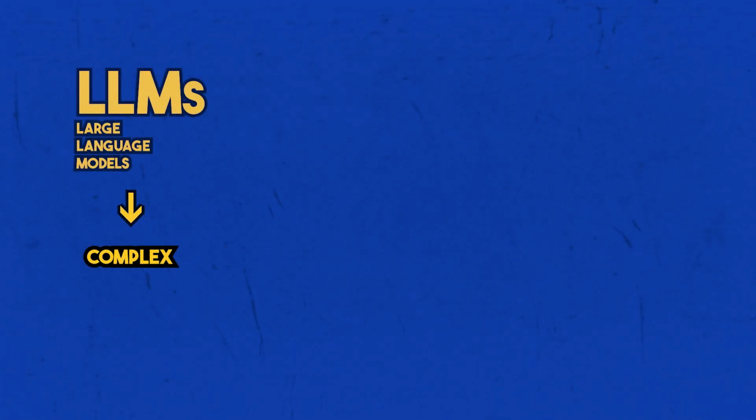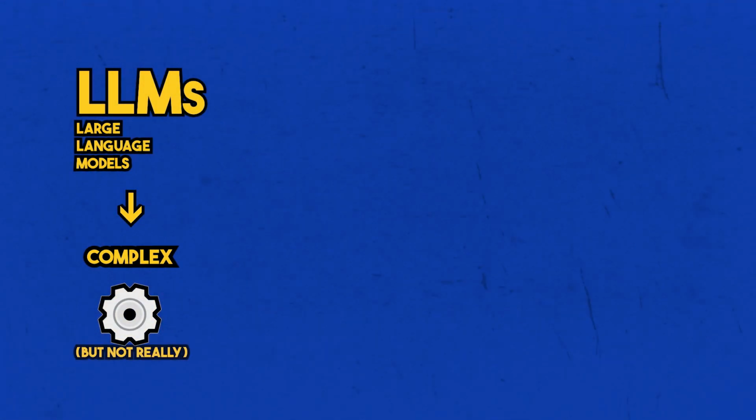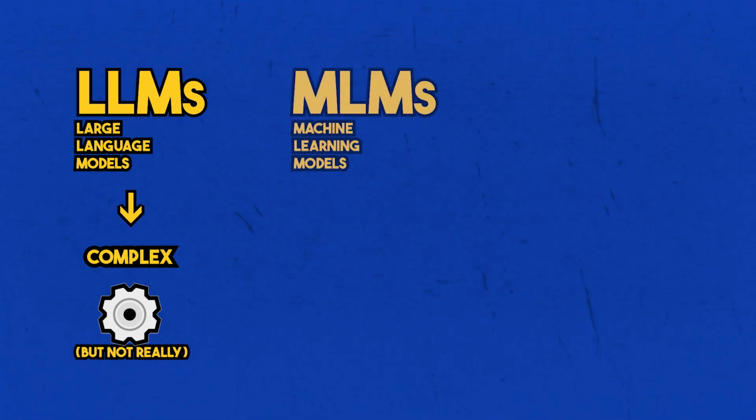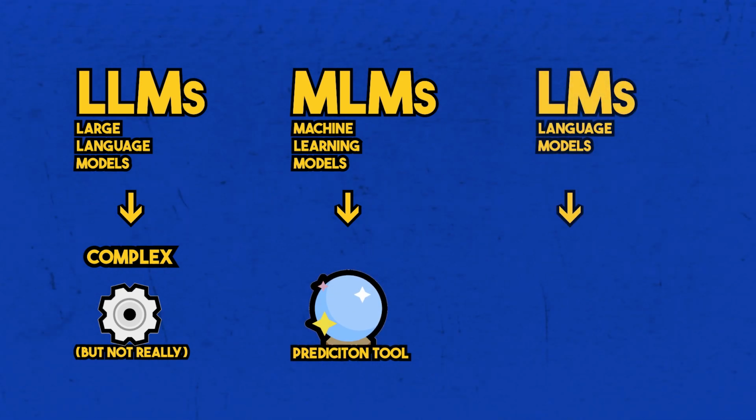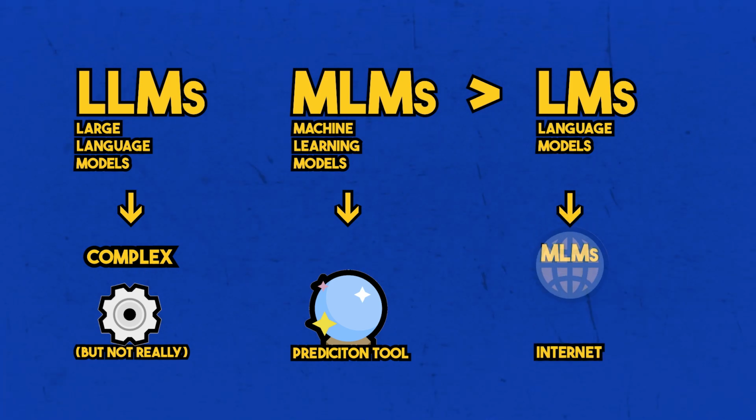So, in conclusion, LLMs are complex, but their underlying mechanics are not as complicated as they may seem. Machine learning models are essentially a prediction tool, and language models are just machine learning models that work with text data. And with the entire written internet as context, what do you guys think?